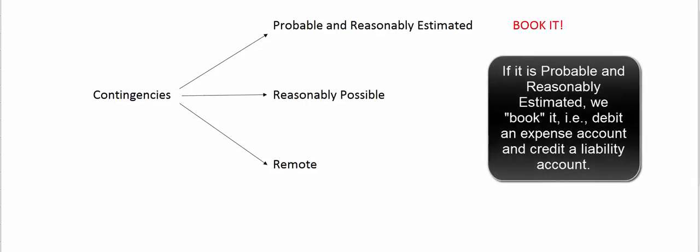If it's probable and reasonably estimated, in other words, if we're in the appliance business or the automobile business and we issue a warranty with our automobiles or our appliances, it's probable some folks are going to come back and need warranty work, and if we've been doing this for a while, we can make a reasonable estimate of what that warranty expense is going to be.